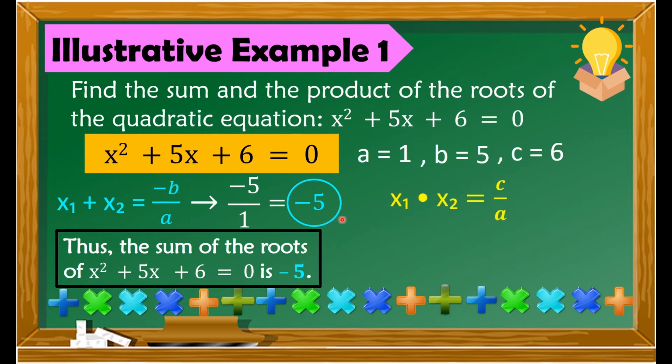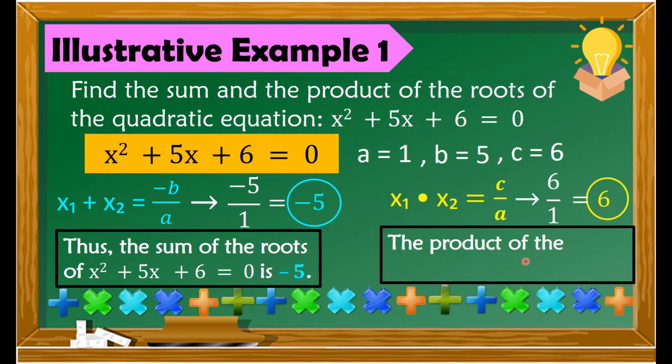Without solving this given quadratic equation, we got the sum negative 5. Next is the product. So, to find the product of this given equation, we have x sub 1 times x sub 2 is equal to c over a. Now, let's substitute the value of c, which is 6. That becomes 6 over your a is 1. That's why 6 over 1. Or that's simply positive 6. This is now the product of the roots. Okay, therefore, the product of the roots of x squared plus 5x plus 6 is equal to 0 is positive 6. So, you have now the sum. At the same time, you have the product of the roots.